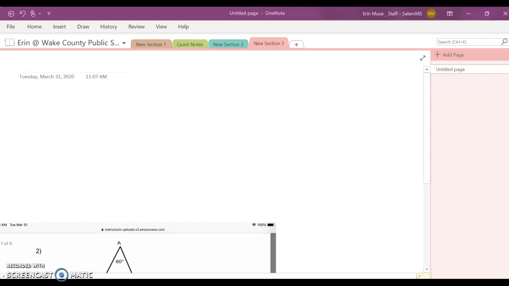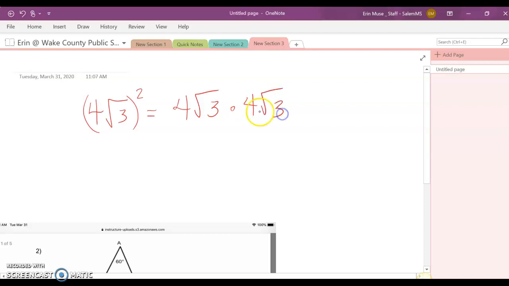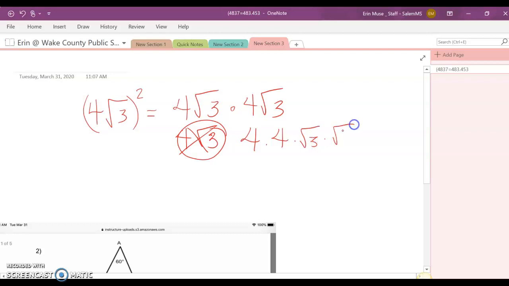All right, to square a radical, like 4 times the square root of 3 squared, you would do 4 times the square root of 3 times 4 times the square root of 3. You can rearrange it. Sorry, that's wrong. So that you have 4 times 4 times the square root of 3 times the square root of 3. So this is 16. Square root of 3 times the square root of 3 technically is the square root of 9, which is just 3.